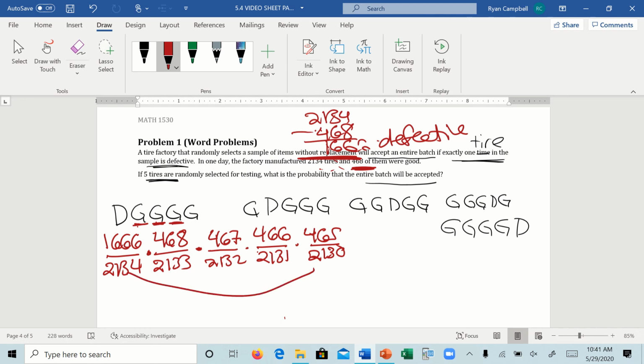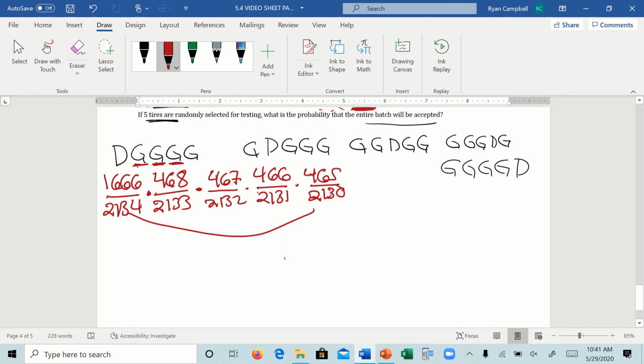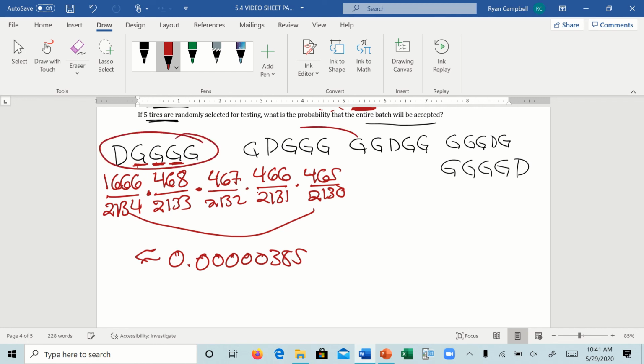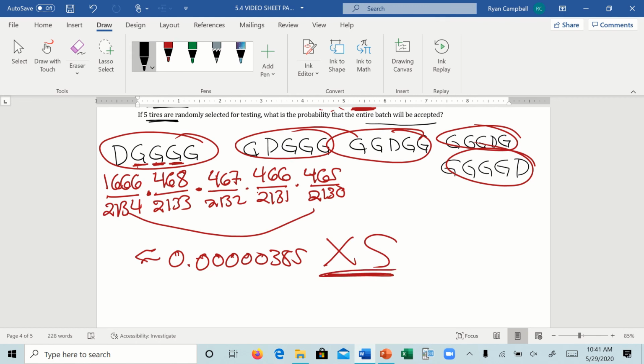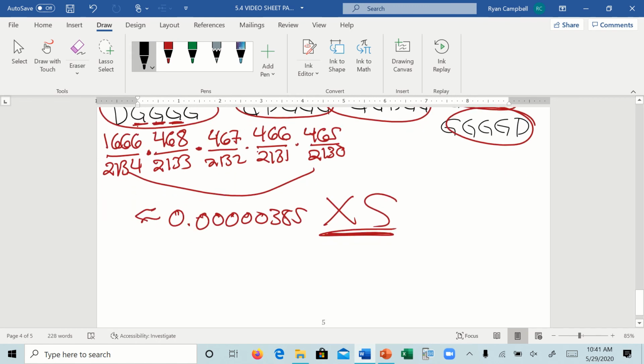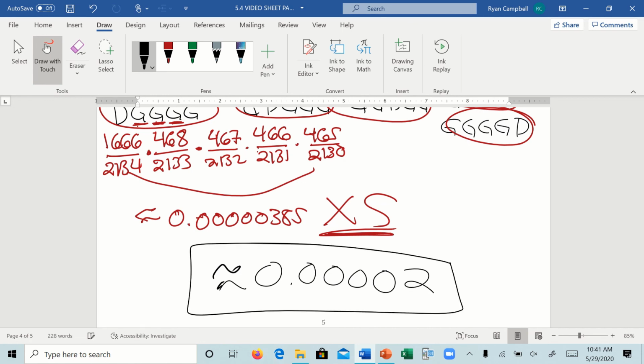So when you multiply all this together, you see that you get, after using scientific notation, about 0.0000385. Since there are 5 outcomes, we just need to multiply that by 5. So our final answer is about 0.0002. So 3 zeros after the decimal.